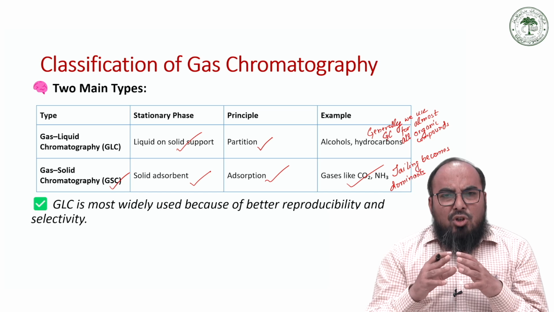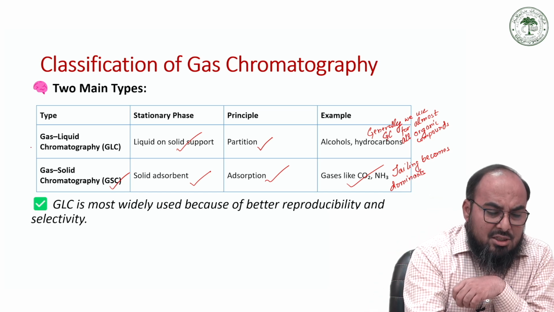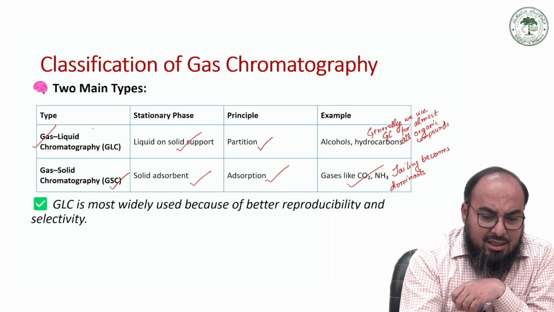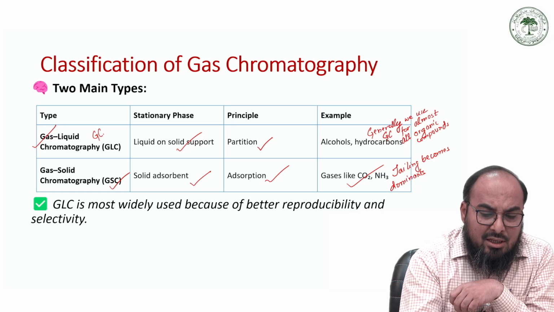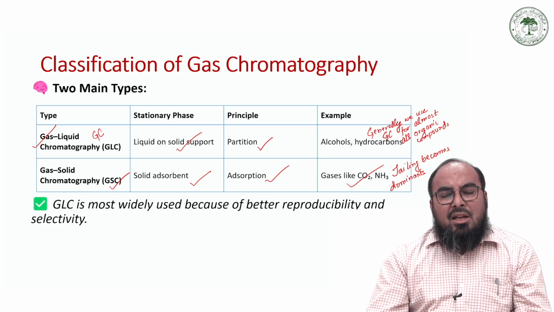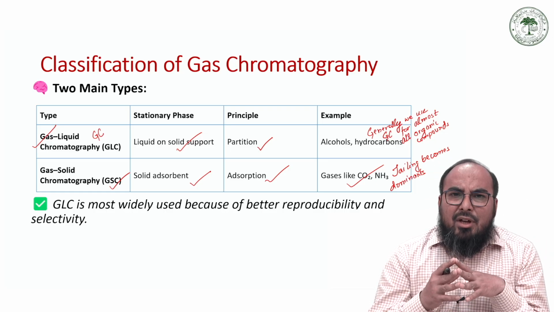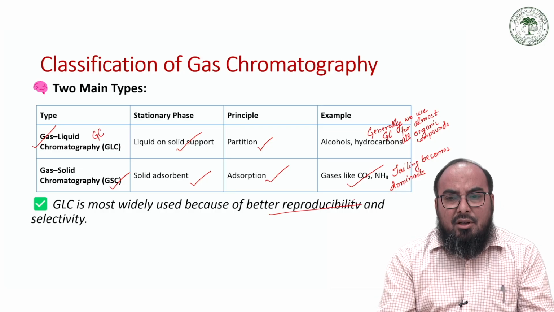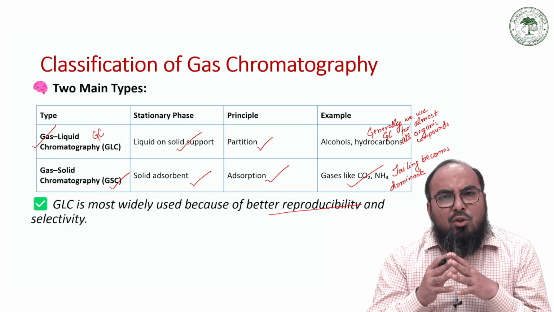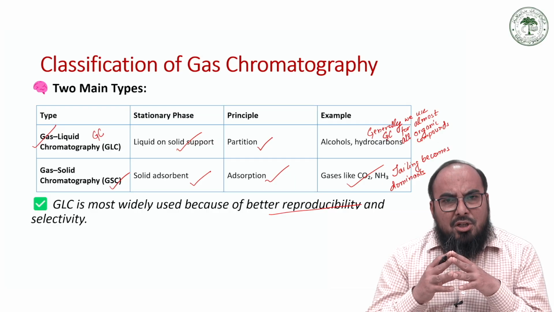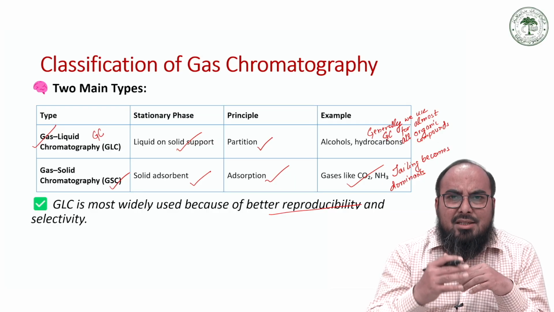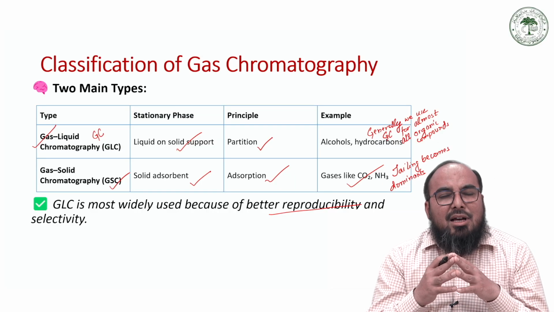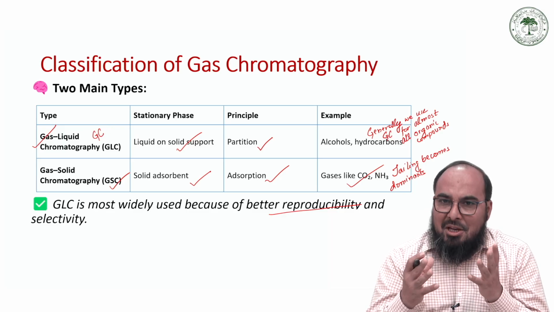So most of the time we will be using this GLC, and this GLC is simply referred to as GC, that is gas chromatography. GLC has many very good features, and the best one is that it has very good reproducibility. Reproducibility means that if you carry out your separations for 5 cycles or for 10 cycles or for 20 cycles, the results will remain the same.